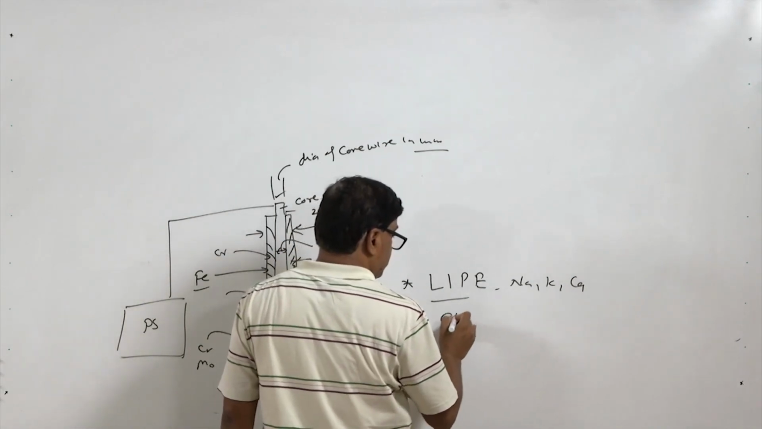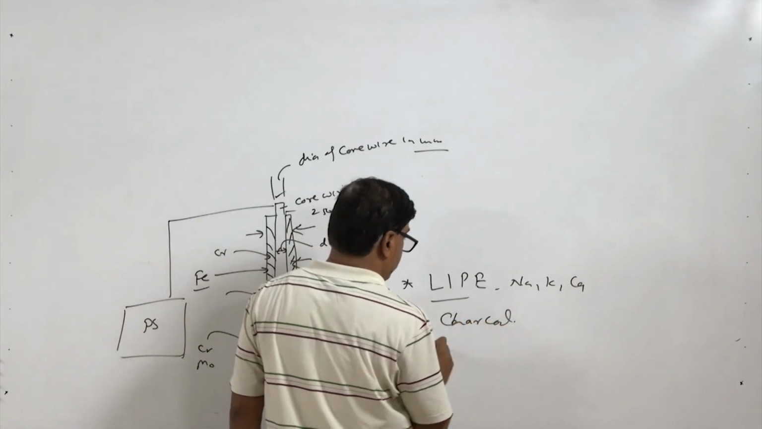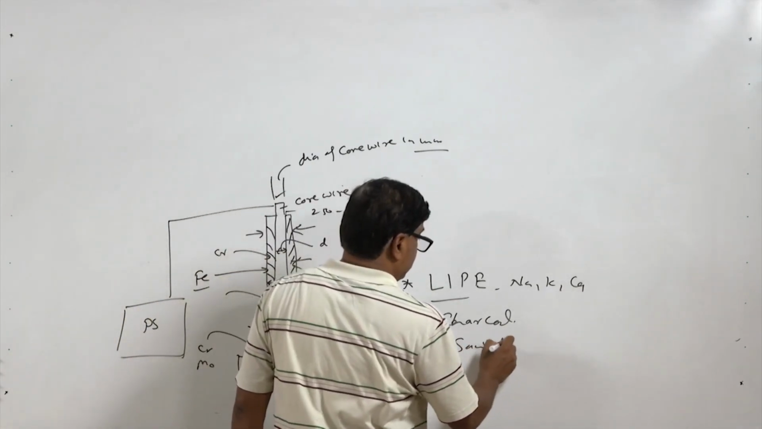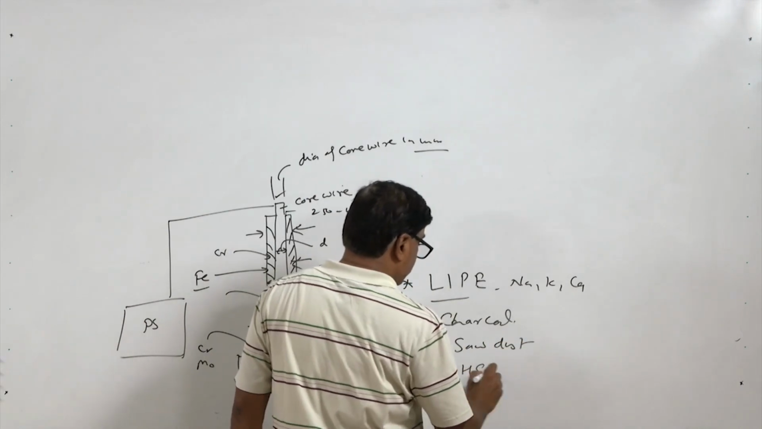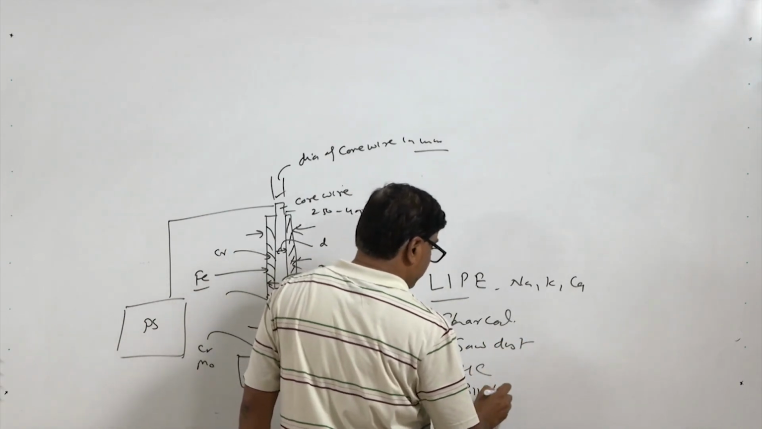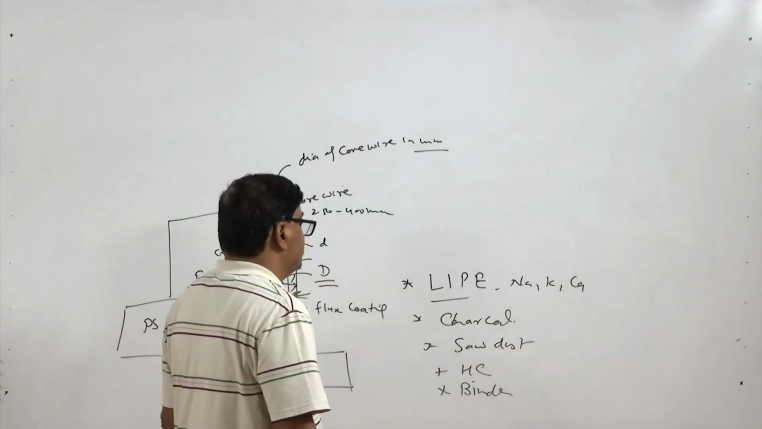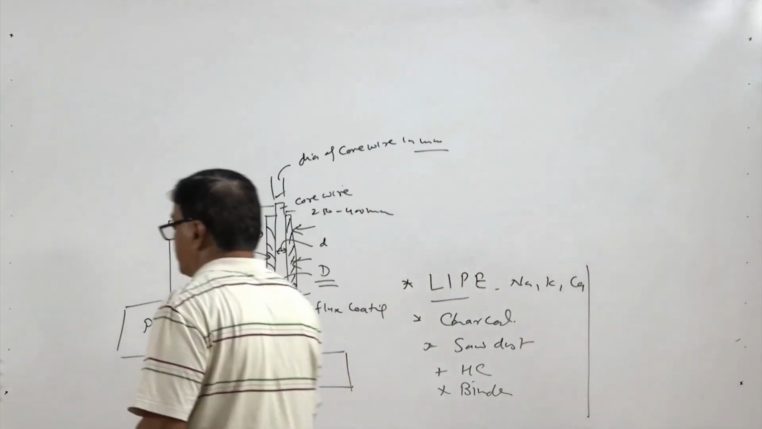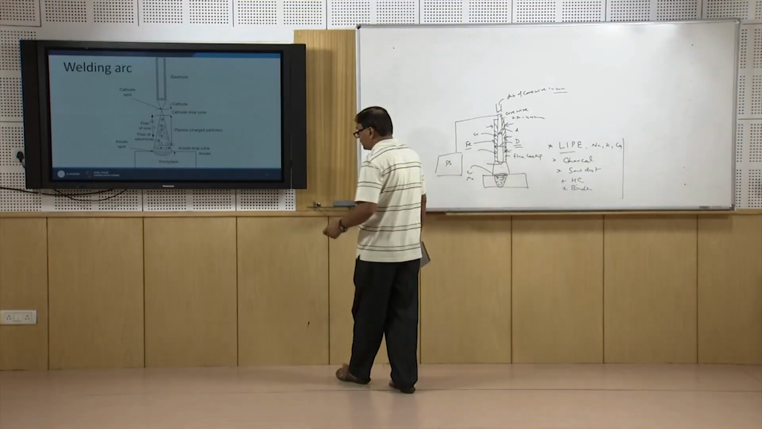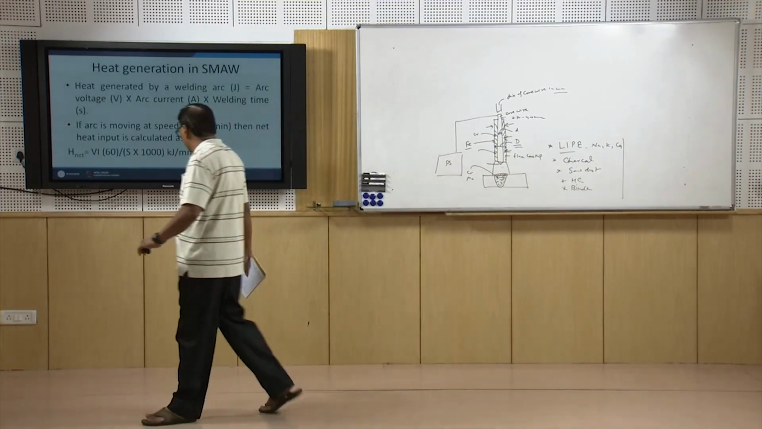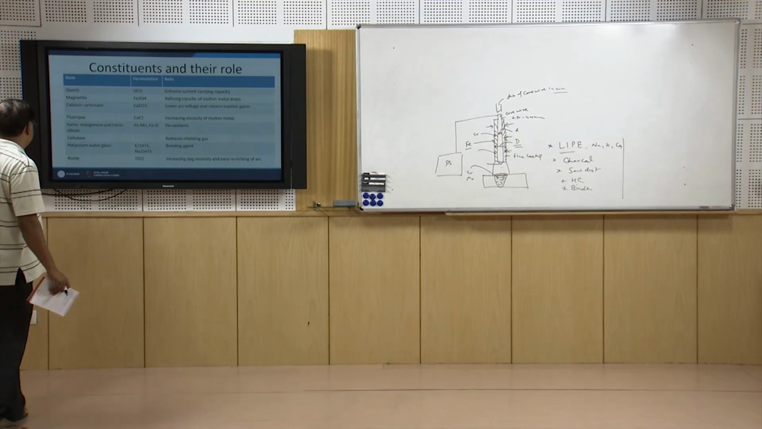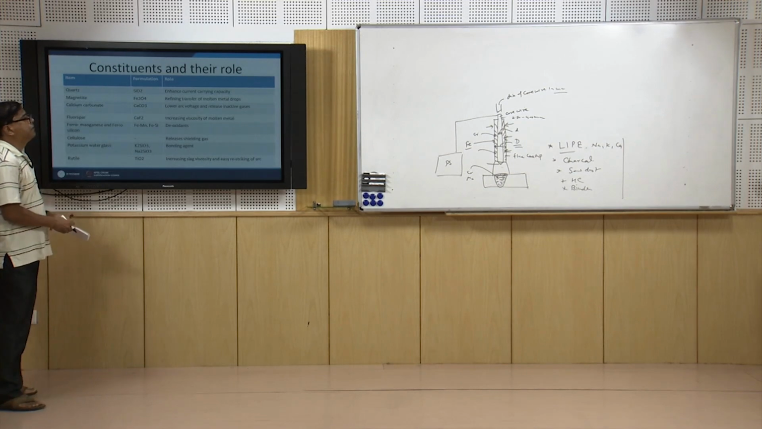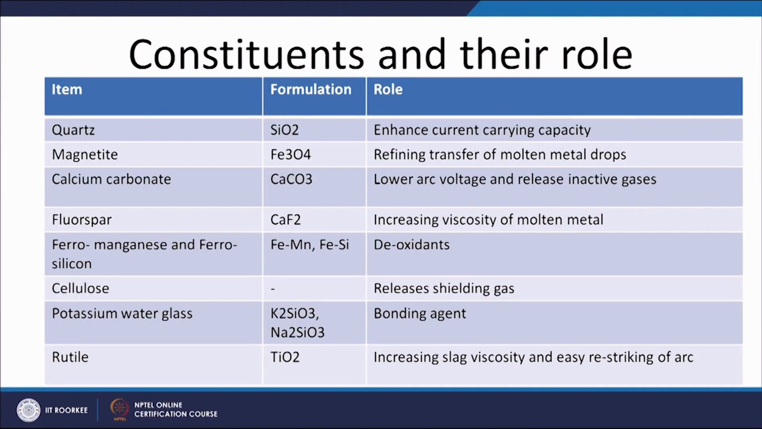There is charcoal, which is commonly added, and then sawdust is also used, along with various hydrocarbons. Commonly used as a binder are sodium or potassium silicates. A number of constituents are added for performing specific functions during the welding, and that is what we can see from this slide, wherein this list shows the different elements which are added into the flux for performing the specific functions.